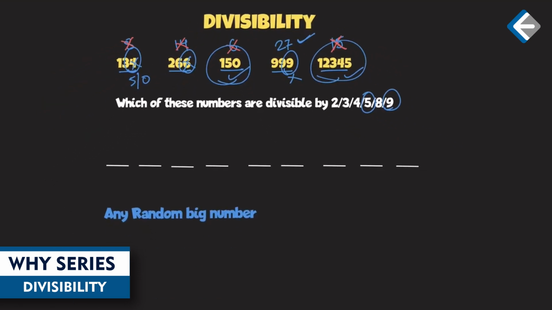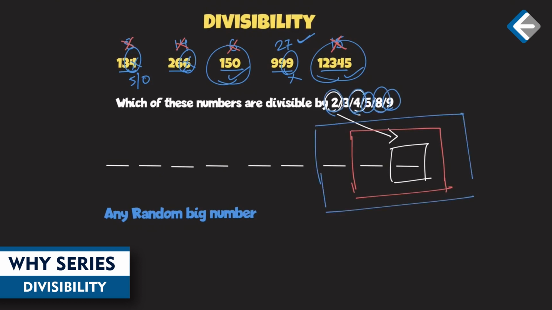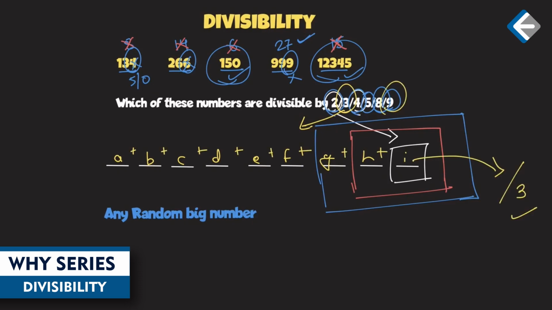If the unit digit is 5 or 0, then you say that the number is divisible by 5. So to generalize this, if I give you any random big number and I ask you if this is divisible by 2, you will say just check the last digit. For 4, check the last two digits. For 8, check the last three digits. For 3, you take the digital sum, the sum of individual digits, and then you see if that sum is divisible by 3, then the number is divisible by 3. And if the sum is divisible by 9, then the number is divisible by 9.